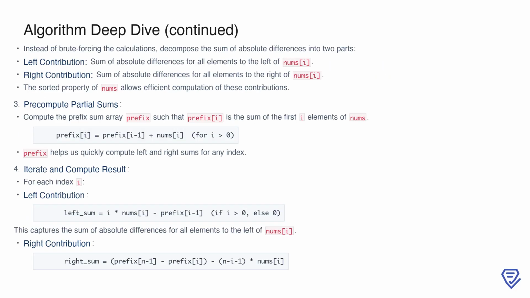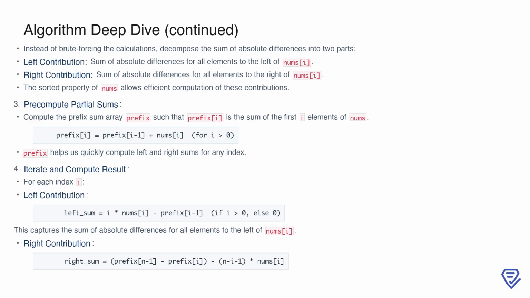The key to optimization lies in breaking the problem into two parts: the left contribution and the right contribution for each element in the array. The left contribution represents the sum of absolute differences for all elements to the left of the current element, while the right contribution represents the sum for all elements to the right. Because the array is sorted, we can use this property to compute these contributions efficiently.